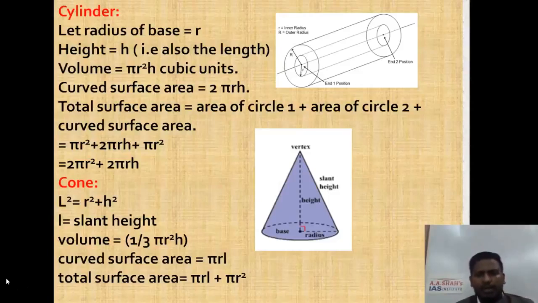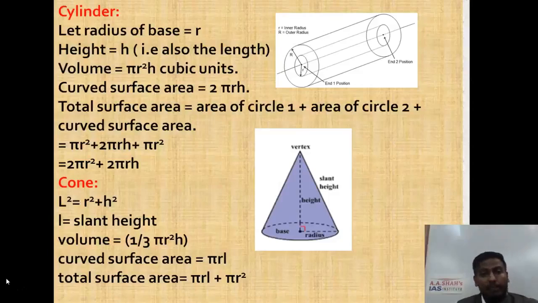Now the length is the distance between the two circular parts. As you can also see on the screen, the distance between the two circular ends, end position 1 and end position 2, is represented as the height or the length. Now to find the volume, it's very simple. It's pi r square h, means pi multiplied by the square of the radius into the height, where the height is the length as well, the distance between the two end points of the cylinder.